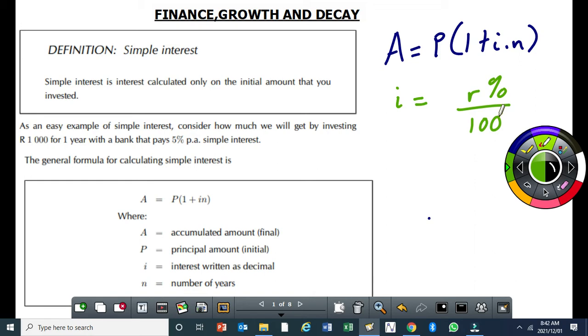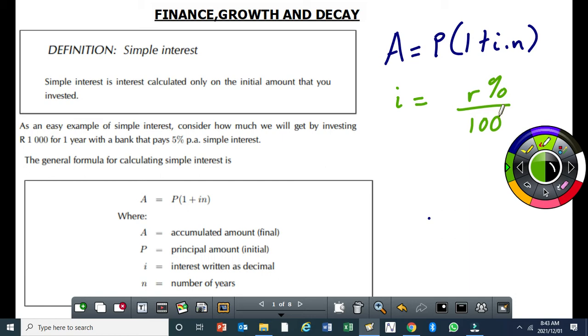Then the N is the number of years. At this stage, in grade 10, generally, your N is going to be the number of years. In grade 11, it will change. It will be grade 12. Because financial math is taught in all three grades in the FET phase.